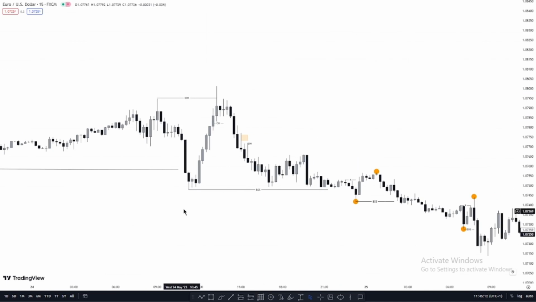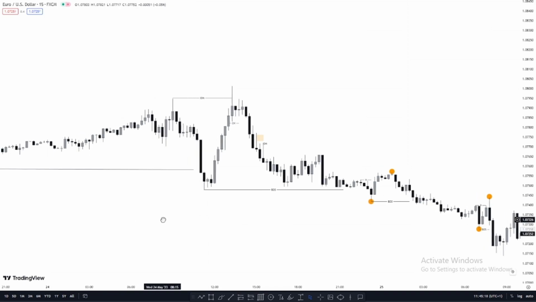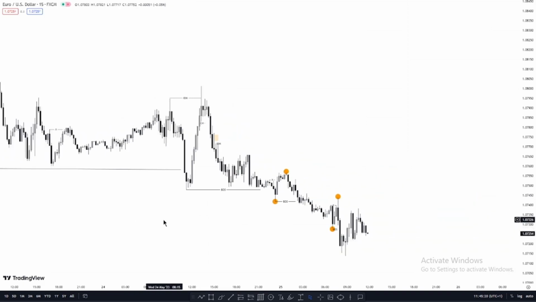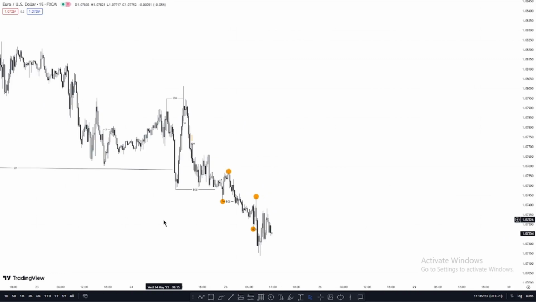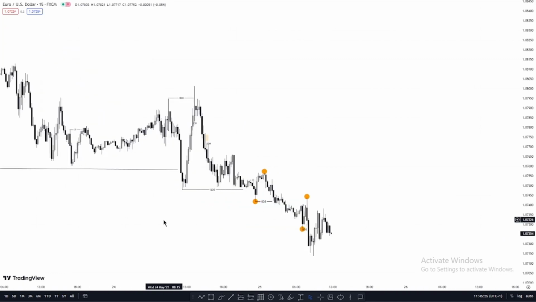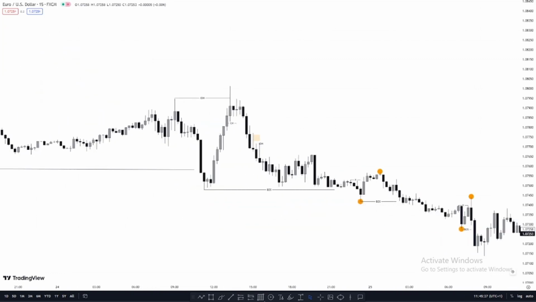It took it out to confirm this low as a major structure low. Am I correct? Yes. It confirmed it as a major structure low. So this becomes your low in the market. Your major structure low is now here. So we can place this ball there to confirm that that is your major structure low.